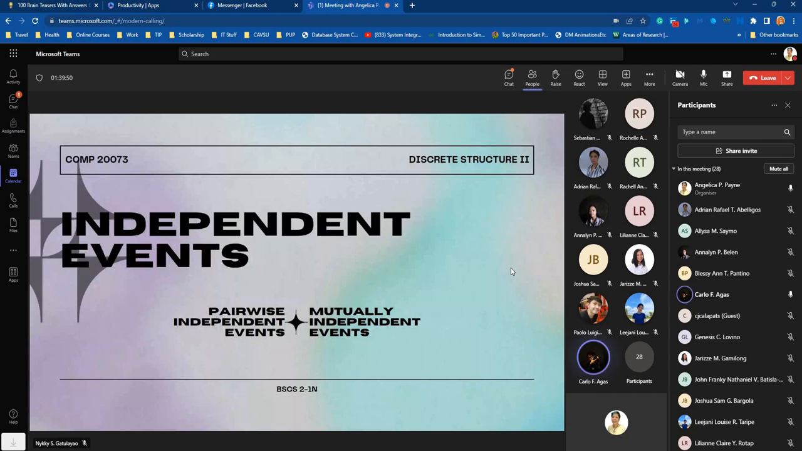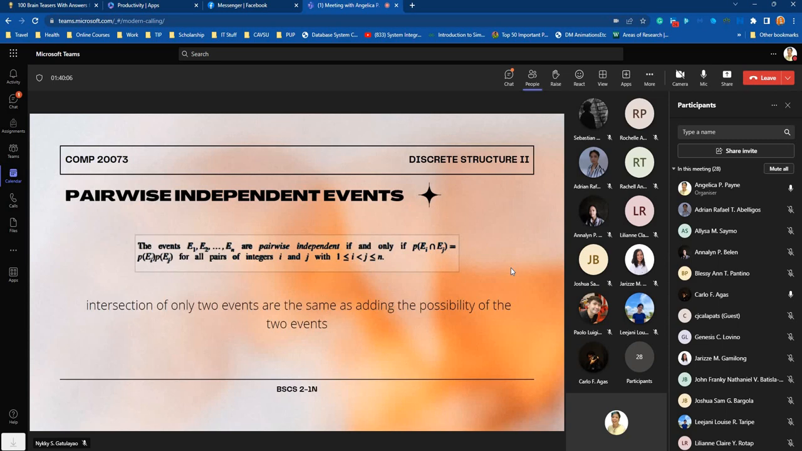Meron tayong dalawang types of independent events. Yung pairwise independent events at saka yung mutually independent events. Yan. Ano yung pinagkaiba ng dalawa? Next slide po ulit, please. Okay. Dito muna tayo sa pairwise independent events. Intersection siya ng dalawang event. Only 2 events na ang similarity is pag-multiply yung probability nilang dalawa. So, independent event sila, pero only ng dalawang event.